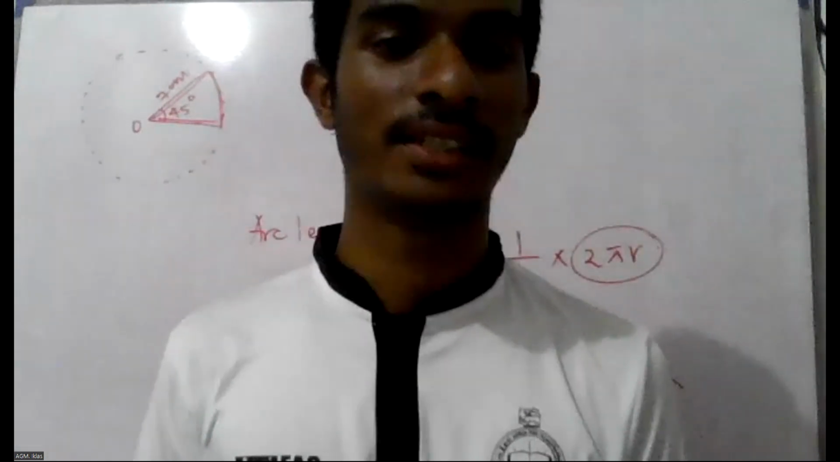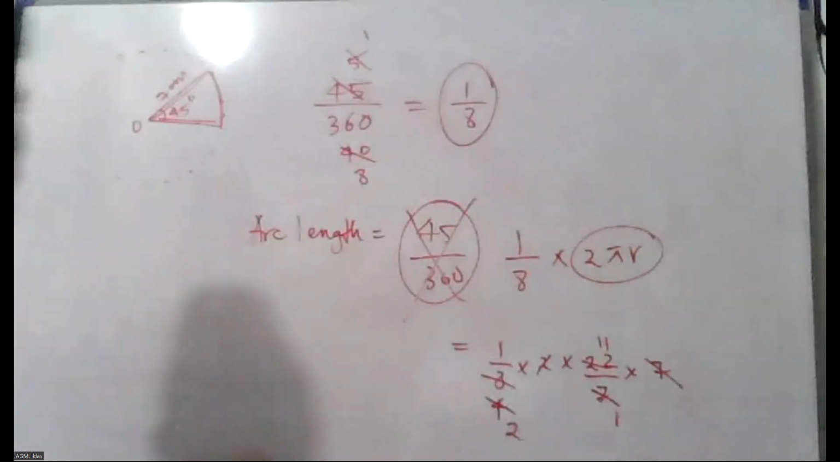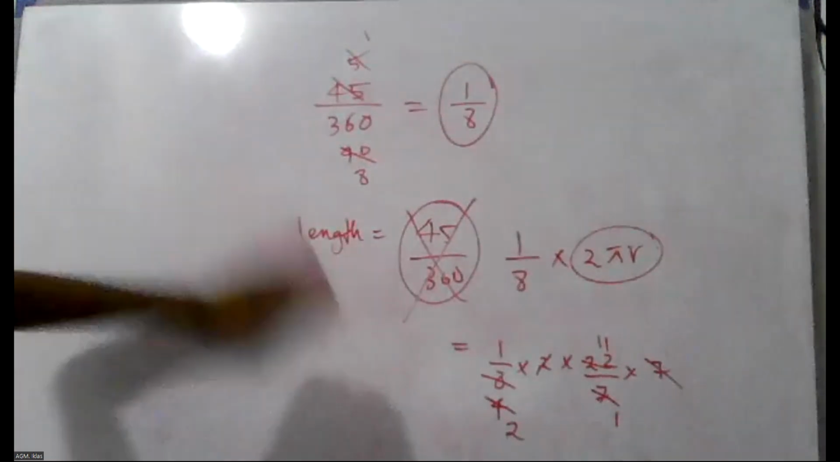Right. Moving to example 2. Example 2 is the same as the first example, but the only difference is the angle at the center of the sector. They have not given the dotted lines as well. So this is O, this is 120.